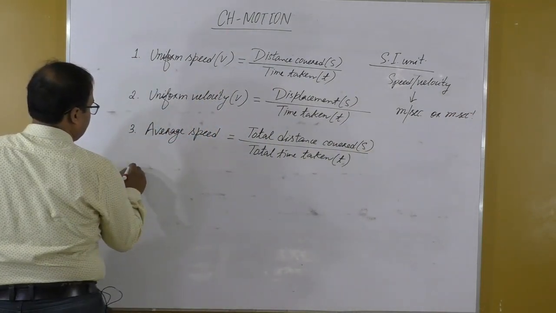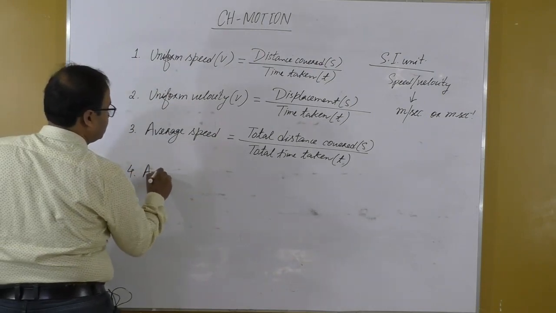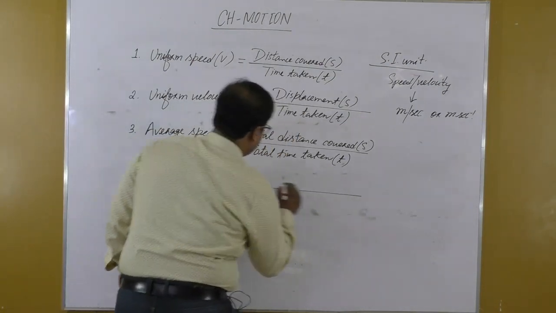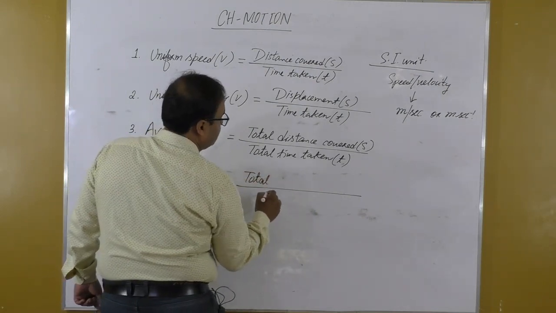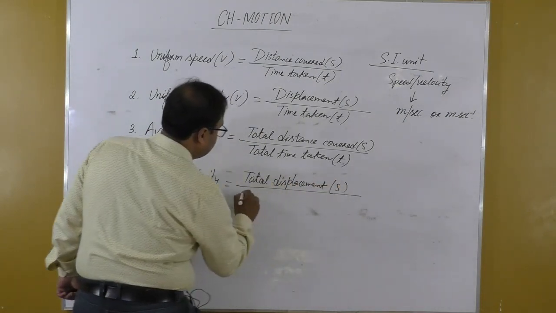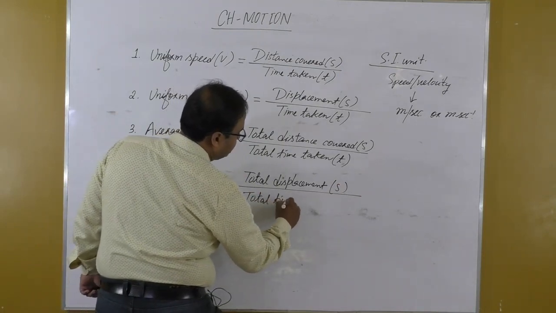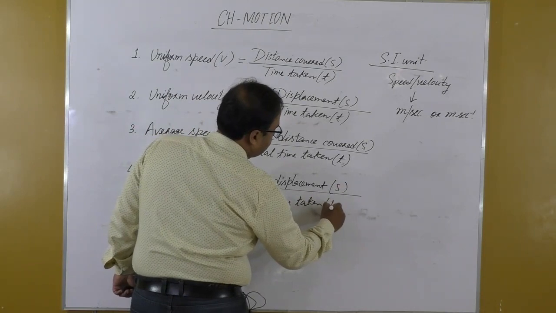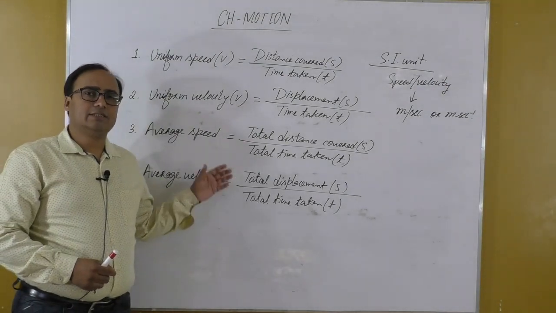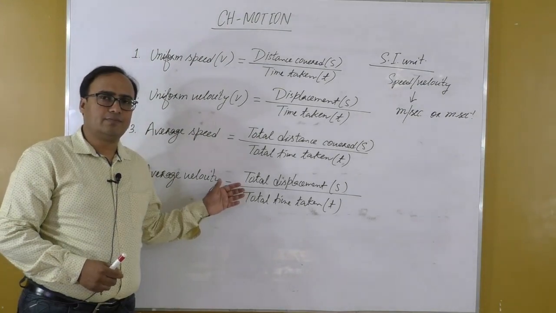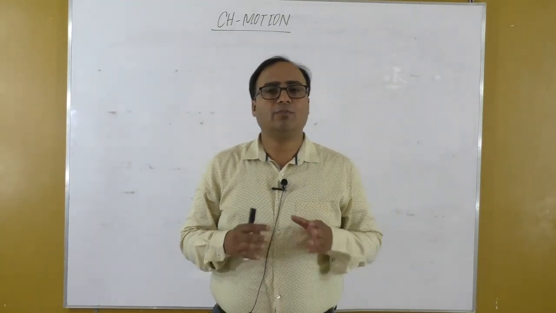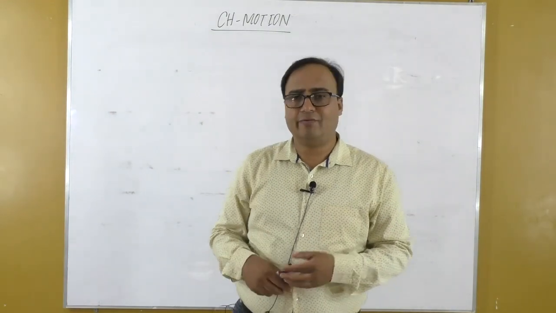Now, if I ask you what is the formula for average velocity, the formula for average velocity is total displacement by total time taken. Total displacement by total time taken. You should note down these formulas properly. This will help you in solving numericals. Now I am going to discuss the concept of distance and displacement, and this will help you in solving numericals related to distance, displacement, speed and velocity.